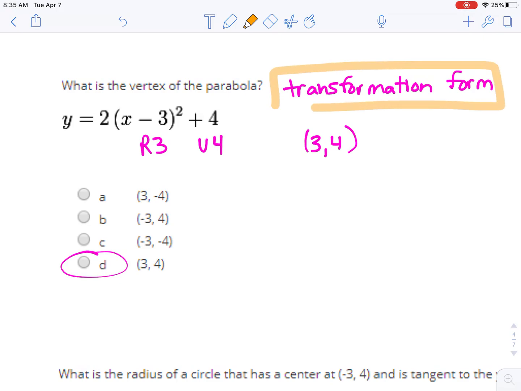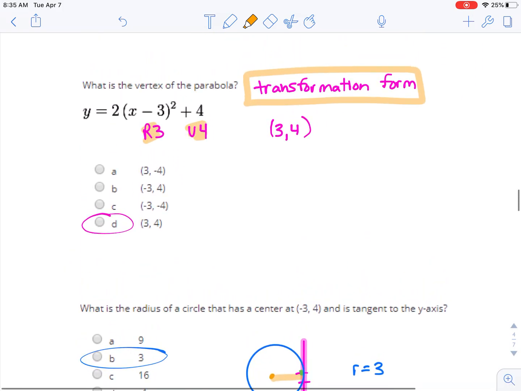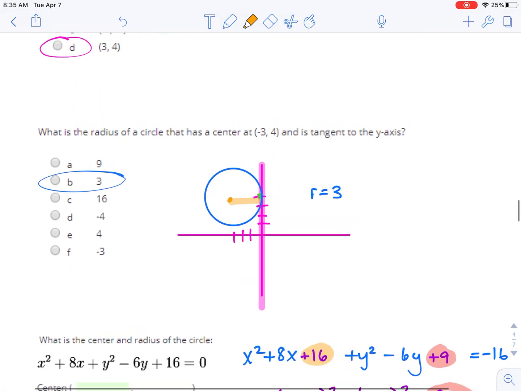Be careful on what form you are in when you find the vertex. This is transformation form. In transformation form, you want to think of going to the right 3 and up 4, and that would put you at 3, 4. When they are on opposite sides, that's when you take the opposite of both.